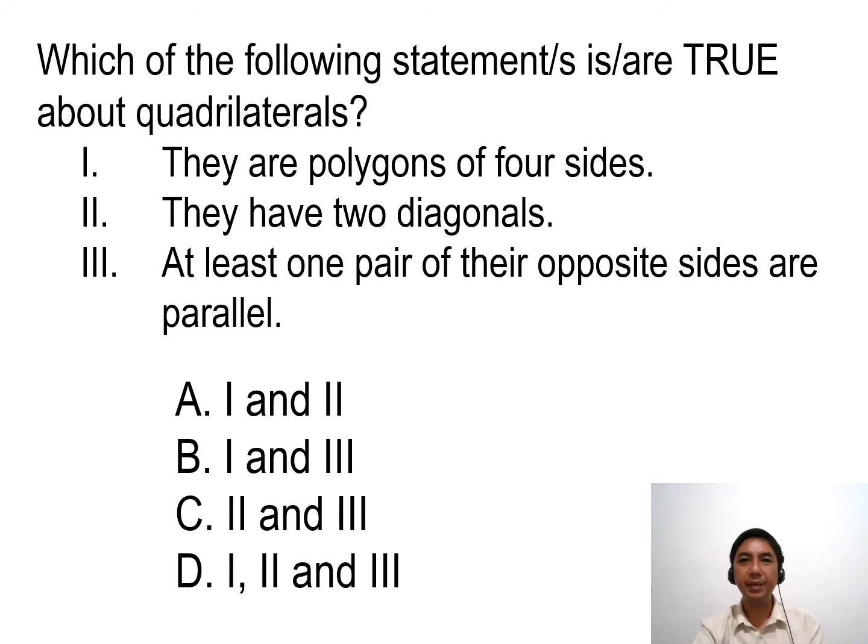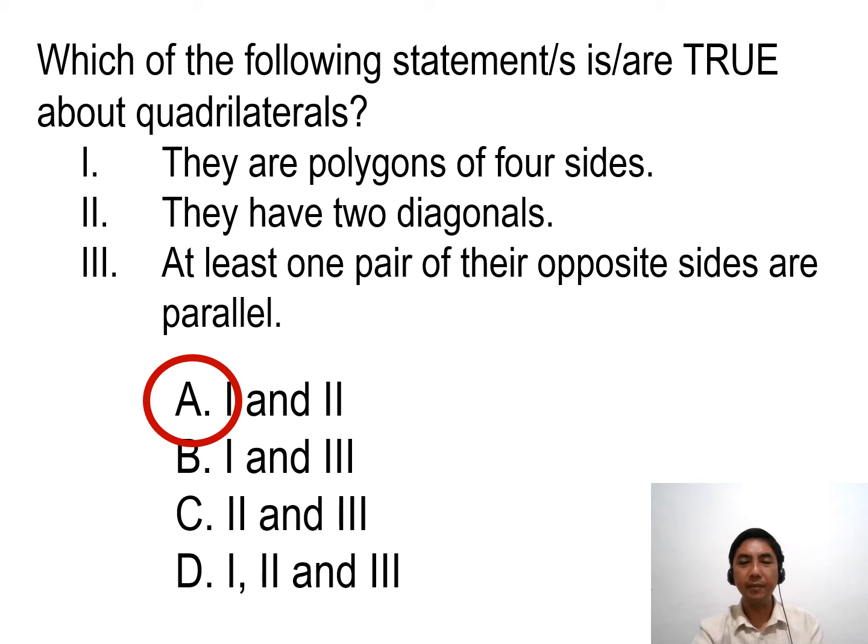Which of the following statements is or are true about quadrilaterals? 1, they are polygons of 4 sides. 2, they have 2 diagonals. 3, at least one pair of their opposite sides are parallel. Ang sagot natin dito is letter A. Polygons have 4 sides and then they have 2 diagonals only.